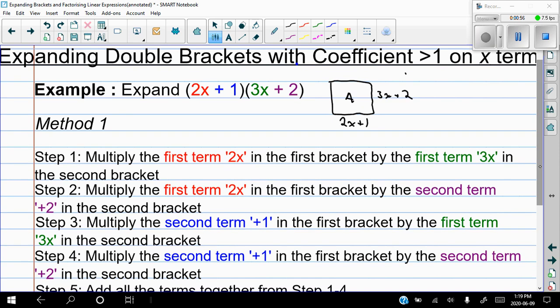So once again, if you notice, our steps do not change. Every single time we're timesing our first term in our first bracket by our first term in our second bracket, first term in our first by our second term in our second bracket, second term in our first bracket by first term in our second bracket, and lastly, second term in our first bracket by second term in our second bracket. So we are going to do this step by step once again.